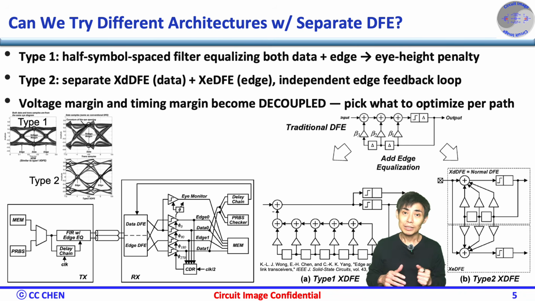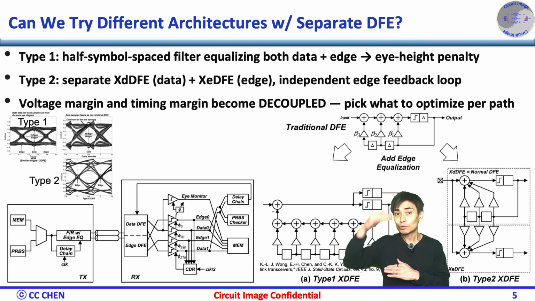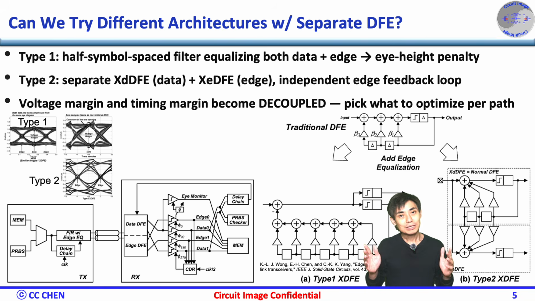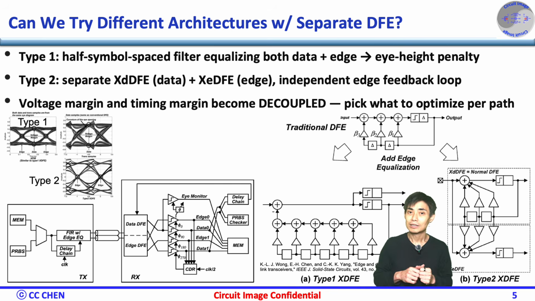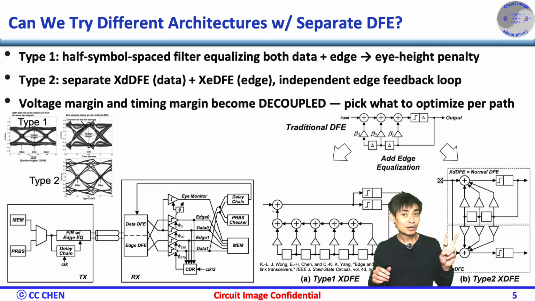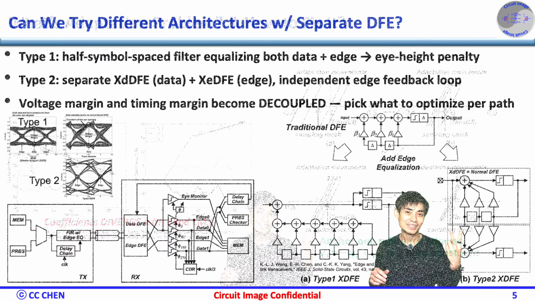Now, the data sampler and edge sampler do not need to share the same compromise. The data path keeps its voltage margin. The edge path gives clean timing information to the CDR. This is the main reason Type 2 XDFE is so powerful. It decouples voltage margin and timing margin. Instead of one equalizer trying to satisfy two masters, we now have two equalizers for two different jobs.